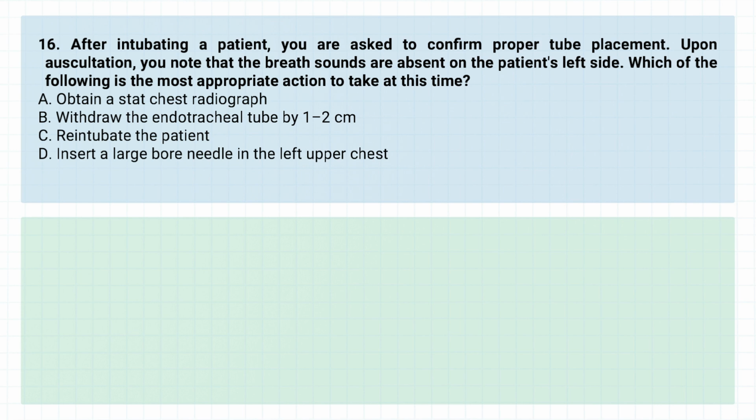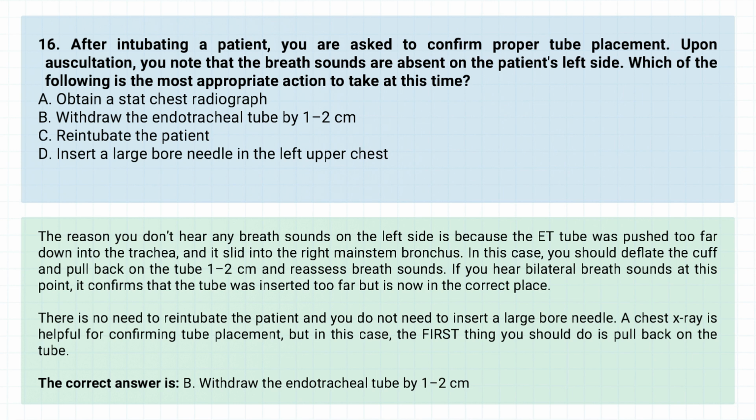The correct answer is B. Withdraw the endotracheal tube by 1 to 2 centimeters. The reason you don't hear any breath sounds on the left side is because the ET tube was pushed too far down into the trachea, and it slid into the right mainstem bronchus. In this case, you should deflate the cuff and pull back on the tube 1 to 2 centimeters and reassess the patient's breath sounds. If you hear bilateral breath sounds at this point, it confirms that the tube was inserted too far but is now in the correct place.